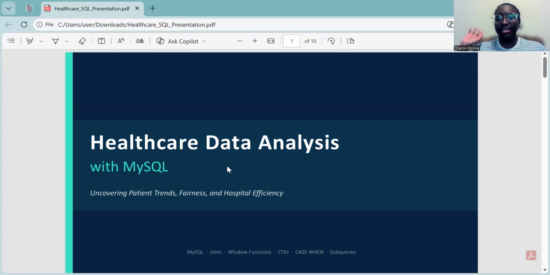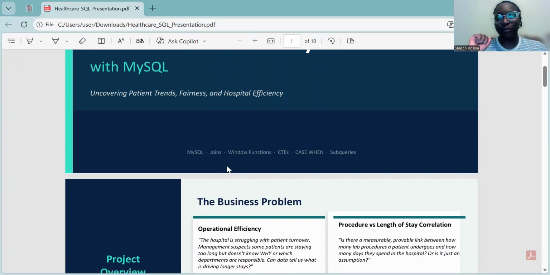I'm a business analyst, and here I have another healthcare data analysis project that I did with SQL using the MySQL software. One of my goals doing this project was to uncover patient trends, fairness, and hospital efficiency. So let's dig in.